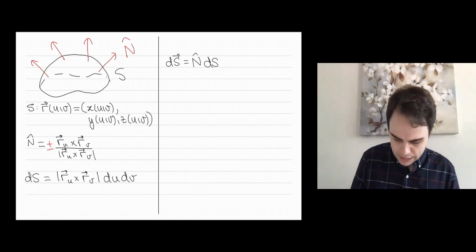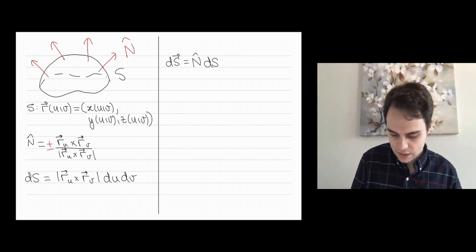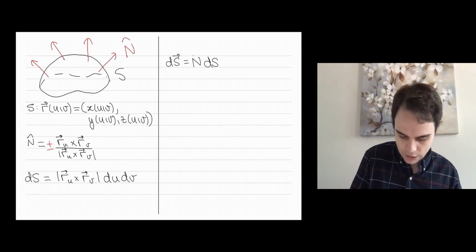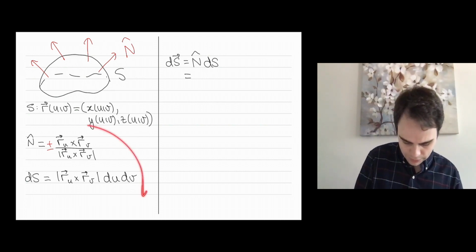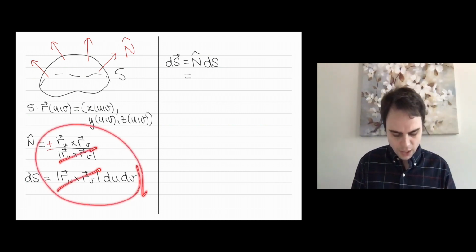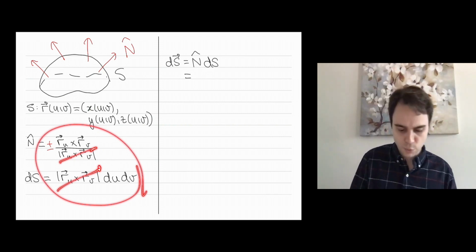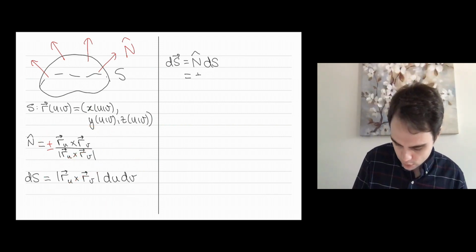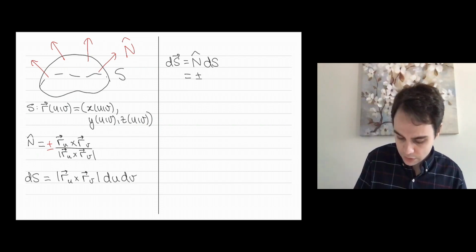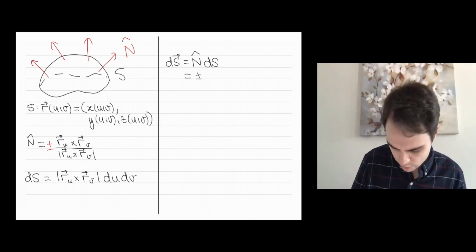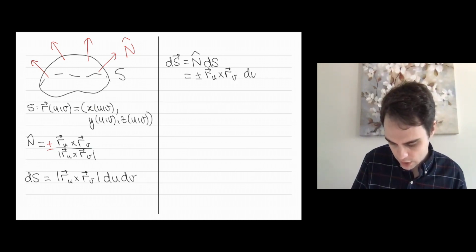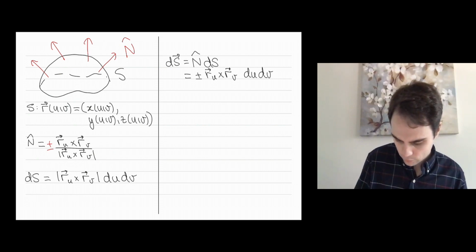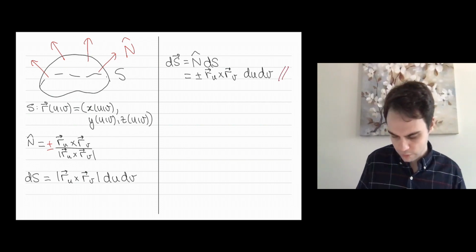And so you see that ds with an arrow on top of it, that's the vector, the unit normal times ds without the arrow. When you multiply these two, the length cancels and you're left with less work than before, right? So ds with an arrow on top of it is easier to compute than without, because it's just plus or minus the cross product times du dv. This is another important fact.